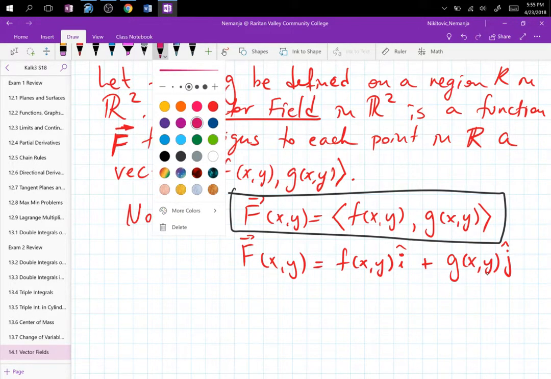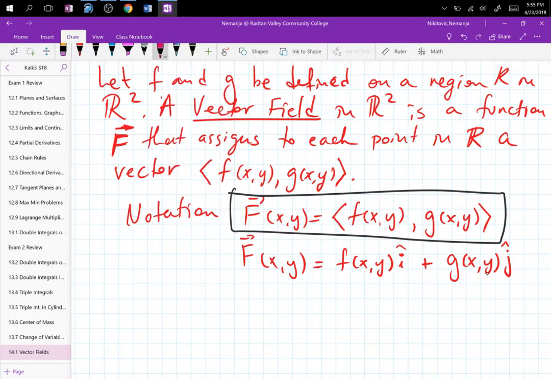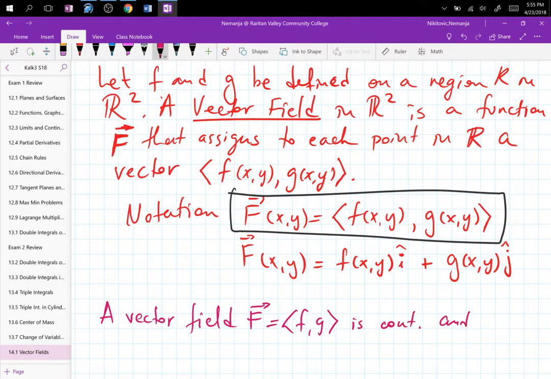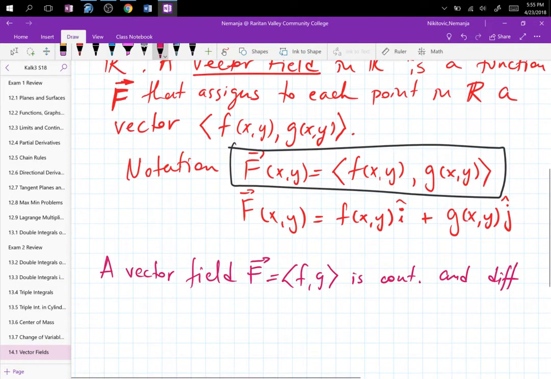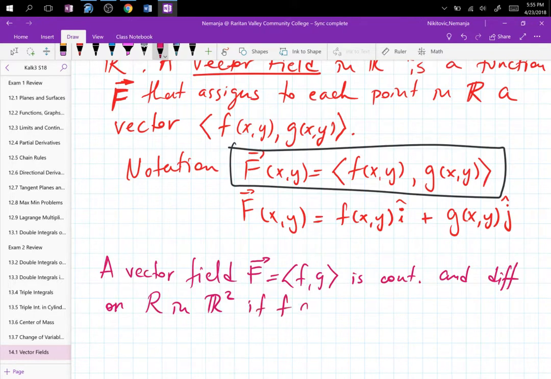Now we are also going to say over here a vector field f, which is f and g of x and y, is continuous and differentiable on region R in R2 if f and g are continuous and differentiable on R.